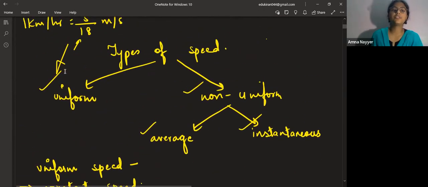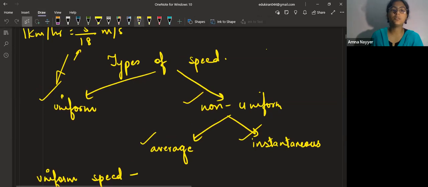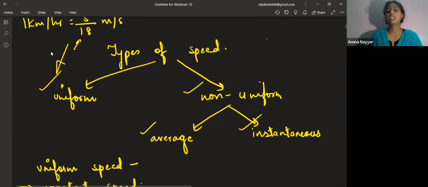Yes. So types of speed: under the type of speed, you have uniform and non-uniform. In non-uniform you also have average and instantaneous. I'll tell you how to deal with average and instantaneous, and that will be similar for acceleration, so there won't be much repetition in acceleration.